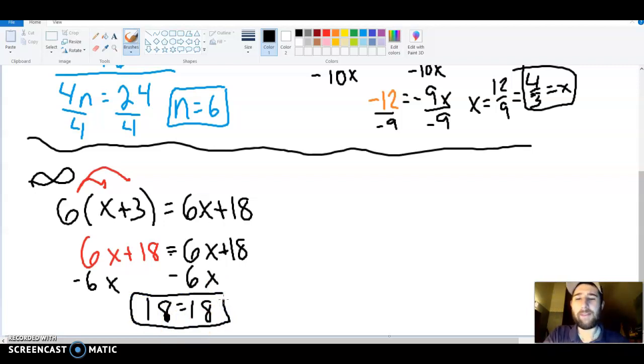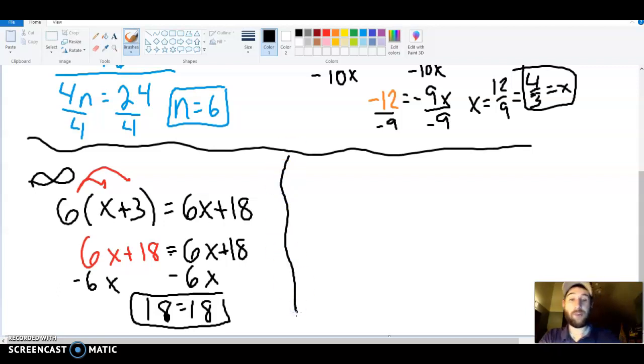And this is a real indicator that it's an infinite set of solutions. Why did I subtract the 6x's and not the 18? Because of what I said earlier. A solution is any value of x that makes it true. If I get rid of the x's completely, it means there are no x's to plug in. And if 18 is equal to 18, that's always true. So no matter what x I pick, 18 will always still equal 18, so that's an infinite number of solutions. That's always a true statement.